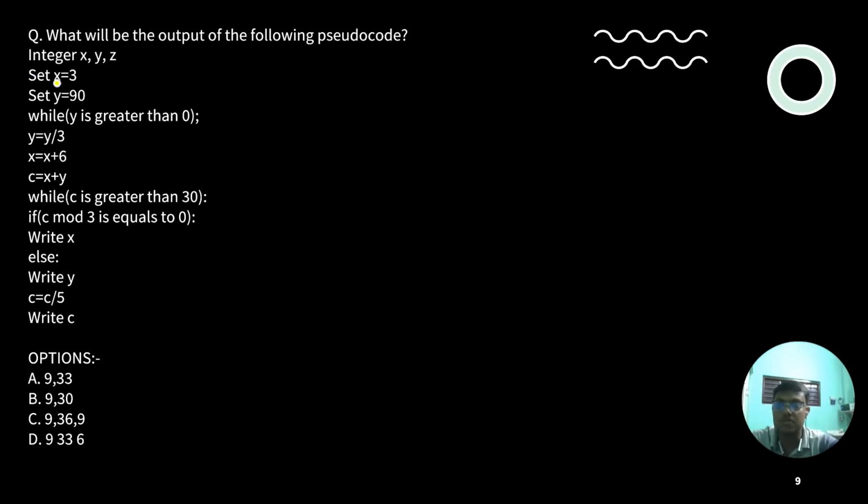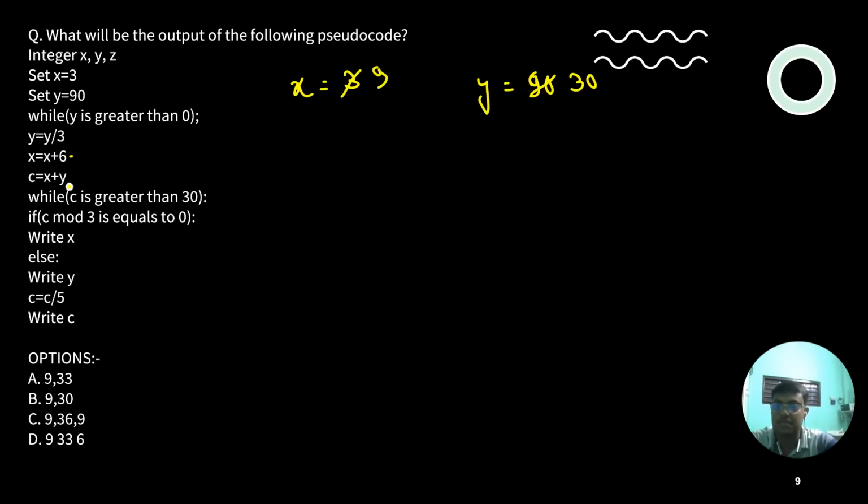So it is a pseudocode question again. Here we have three variables x, y, z. x and y are initialized at first, x equals 3 and y equals 90. While y is greater than 0, so a while loop is there. At first y equals y by 3, so y becomes 30. Next, x equals x plus 6. So 3 plus 6 becomes 9.